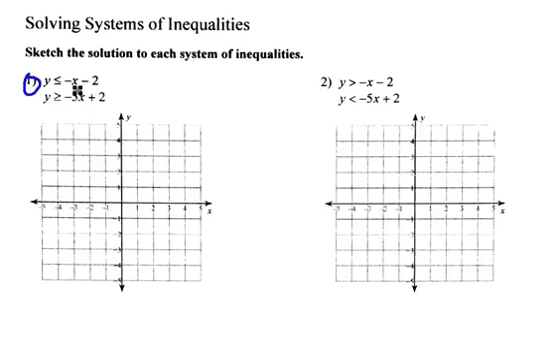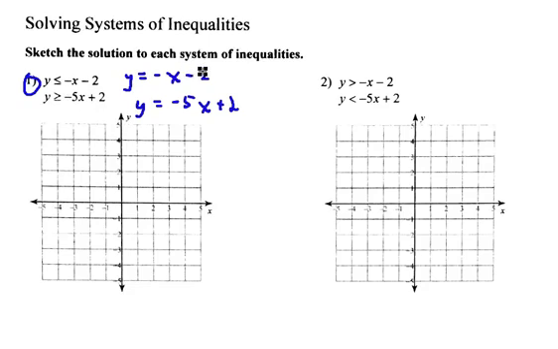Okay, here we have a system of inequalities. We know they're inequalities because this says y is less than or equal to negative x minus 2. This one says y is greater than or equal to negative 5x plus 2. To start graphing, let's go ahead and write these as equations. And we notice these are both linear equations. So this is a system of linear inequalities.